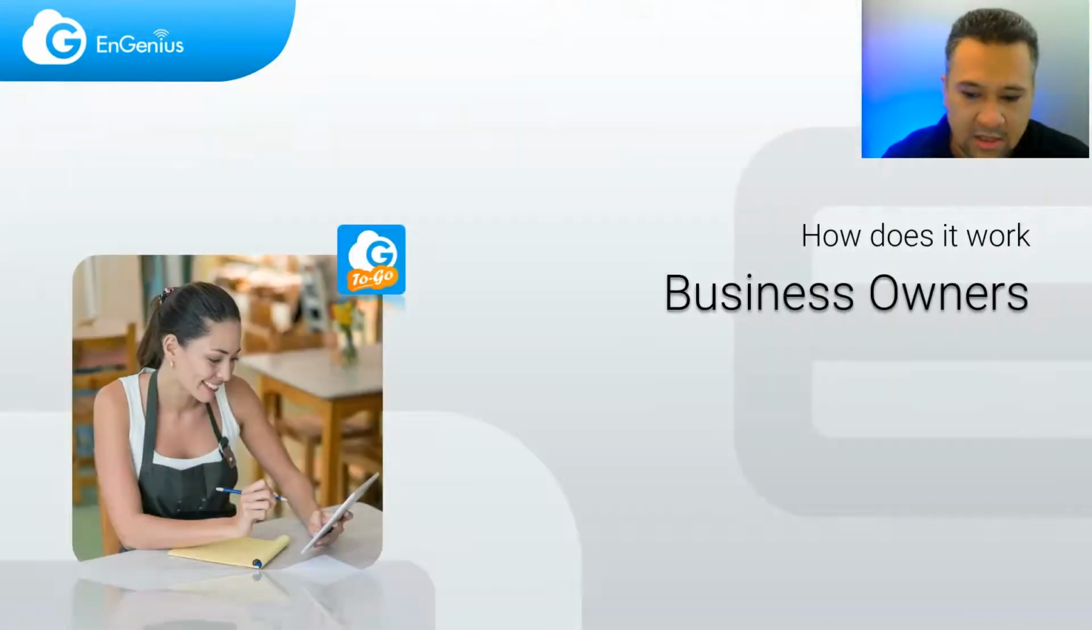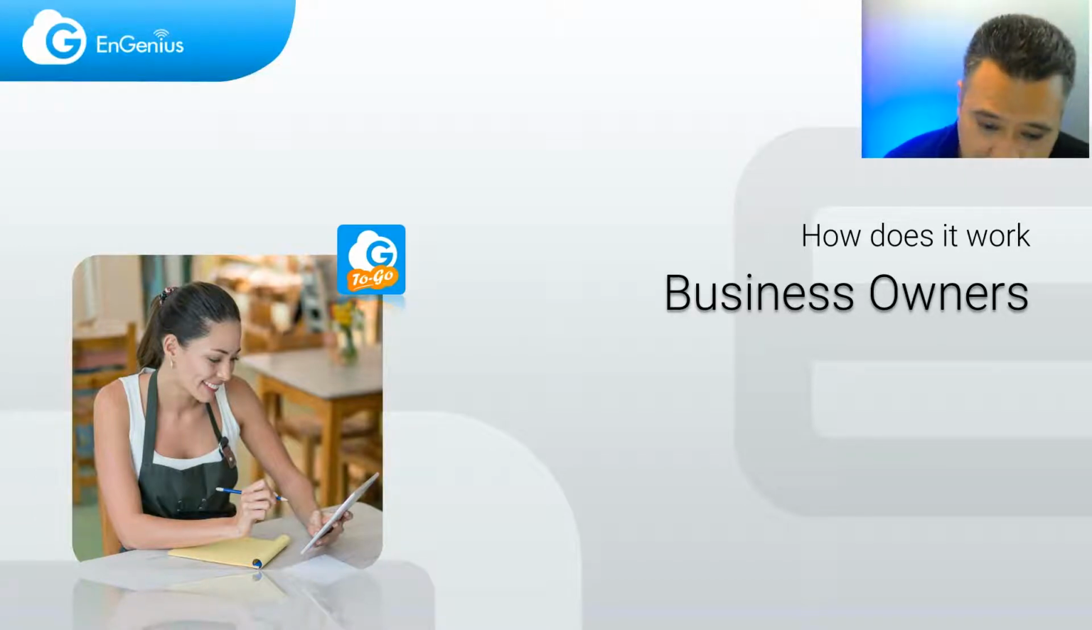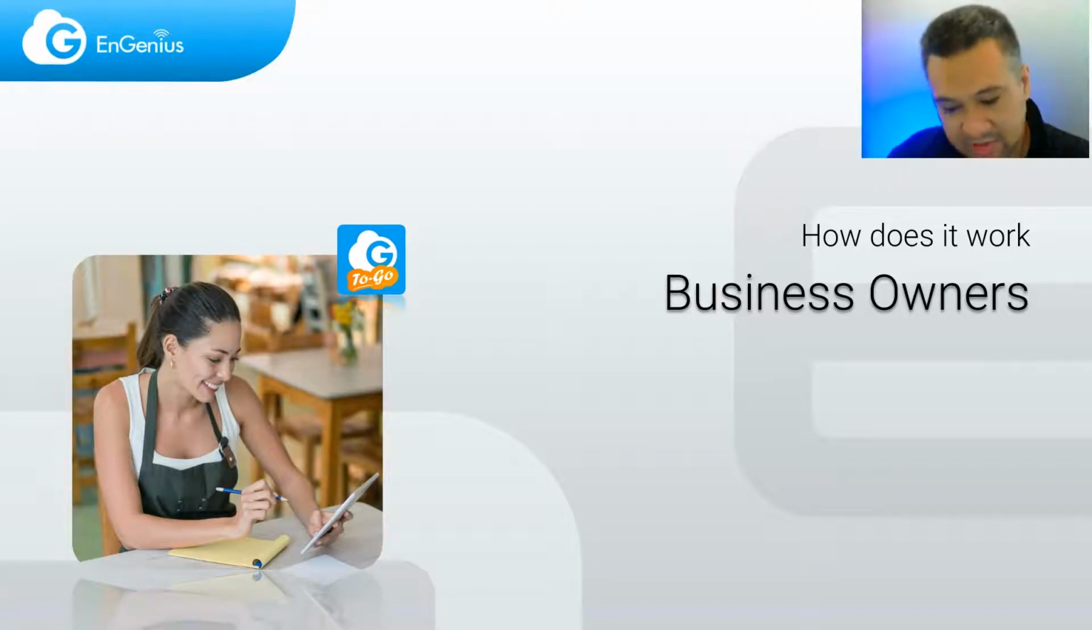Okay, so how does it work for the business owners? For the business owners, it's actually very simple. If you go to the Facebook page that is announcing Facebook Wi-Fi, it will tell you that you can set this up within 20 minutes. I actually did that, but it took me less than 3 minutes to set this up. Okay, but let's go through the things that you actually need for this.